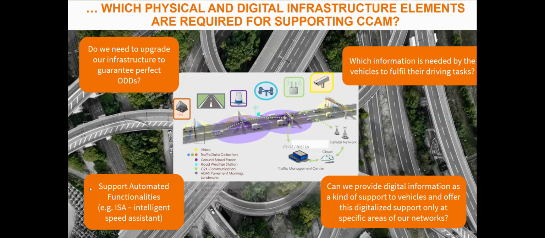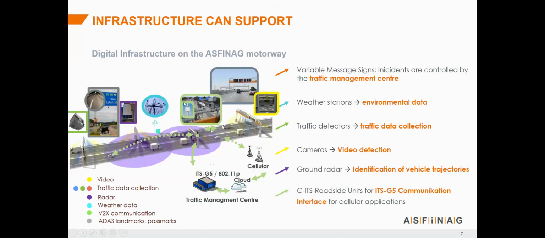What about support for automated functionalities? The main question for me, at least, is which information is needed by the vehicles to fulfill their driving tasks, and can we provide information as a support for those vehicles? Just to give you an example, here is a schematic, a visualization of the track A2 around Graz.